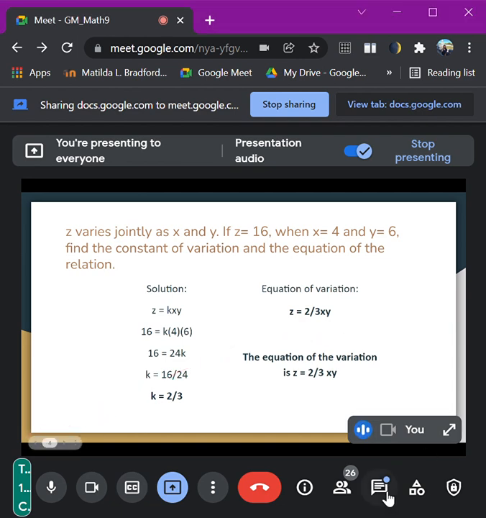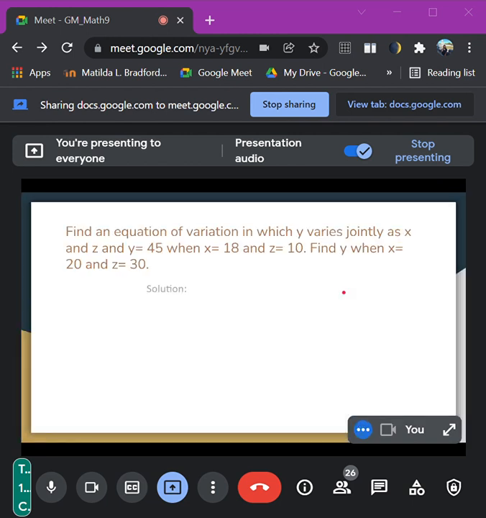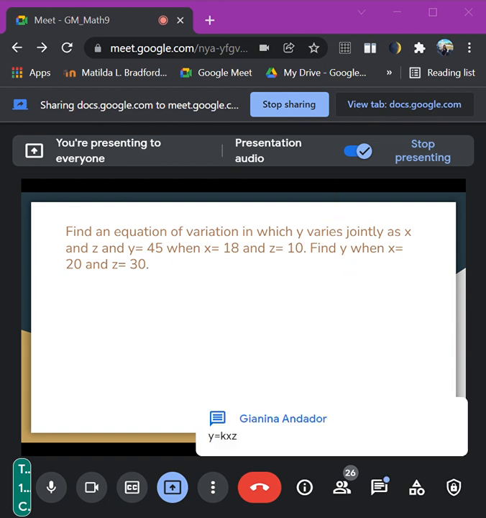Okay, now let's go to the next one, class. We have here: find an equation of variation in which y varies jointly as x and z, and y is equal to 45 when x is equal to 18 and z is equal to 10. Find y when x is equal to 20 and z is equal to 30.